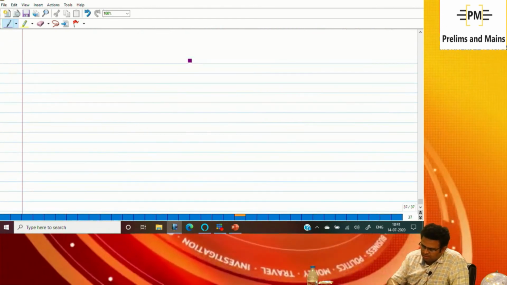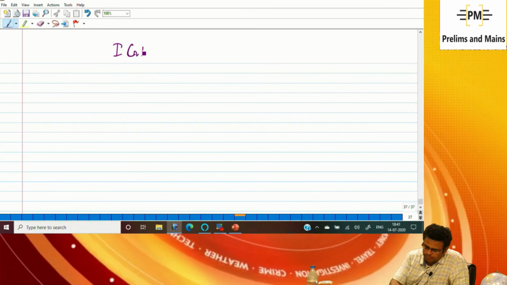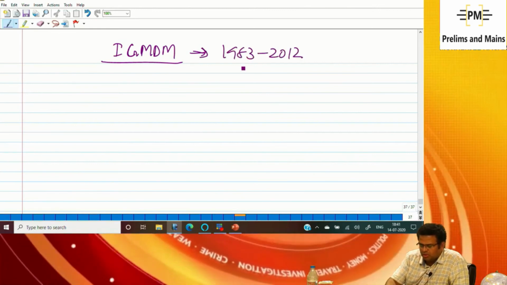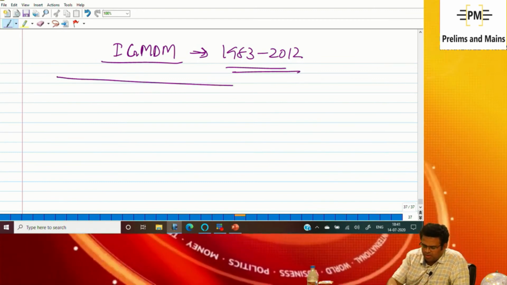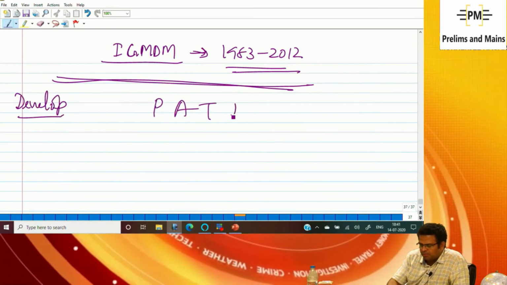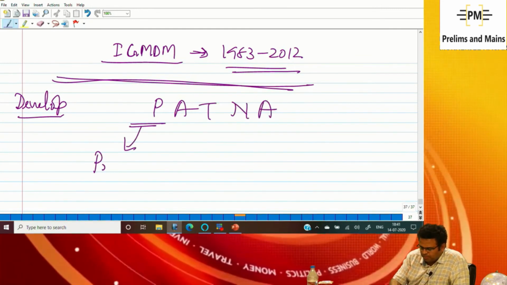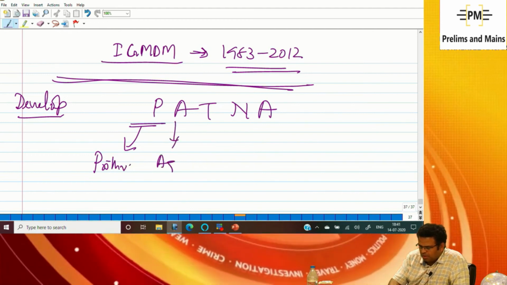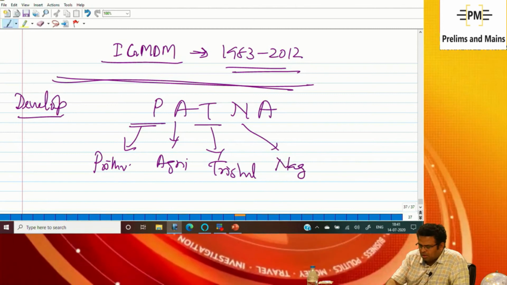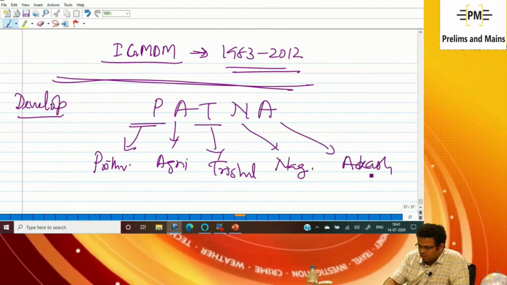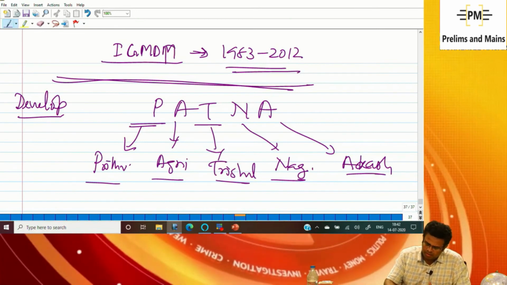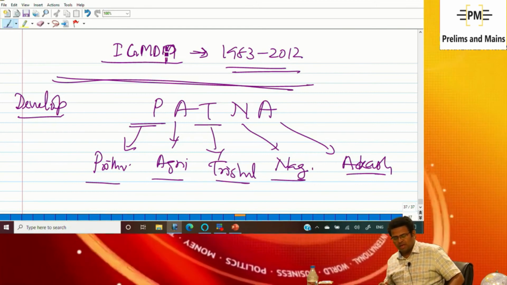The integrated guided missile development program ran from 1983 to 2012, and its main purpose was to develop PATNA: P for Prithvi, A for Agni series, T for Trishul, N for Nag, A for Akash. These are the major concerns, and India was easily able to develop this kind of missile under the integrated guided missile development program.